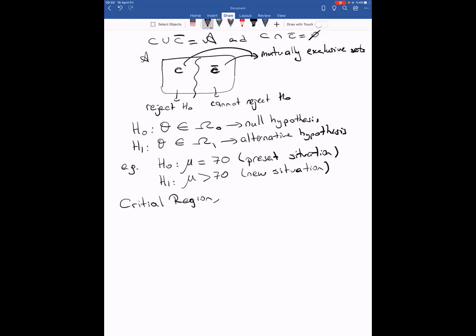So the critical region, which is defined as C, is a subset of the sample space which leads to rejection of the null hypothesis. So based on our sample, basically we need to decide this.